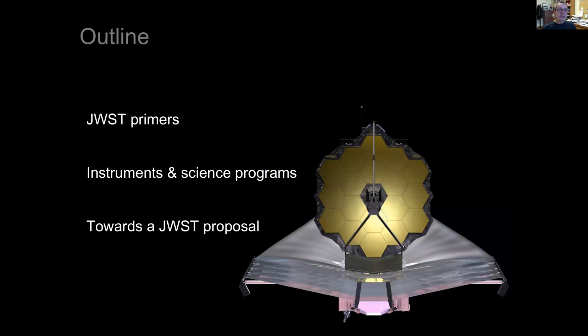Okay, my outline is to give you an overview of JWST in terms of the instruments and the science programs that we're going to do with them. I'm going to go through all 4 science instruments with examples of science programs that will be done with JWST, and very briefly an introduction to the steps towards writing a JWST proposal. Okay, so let's dive into it.